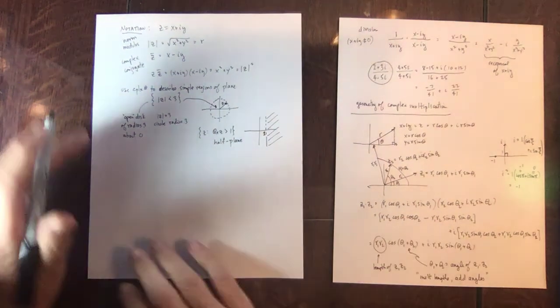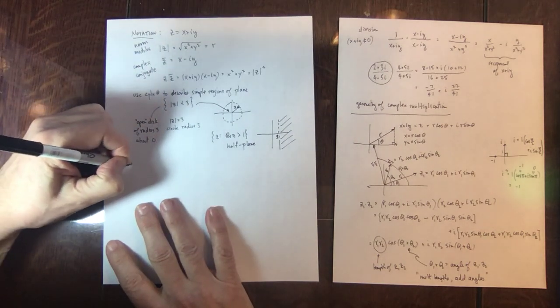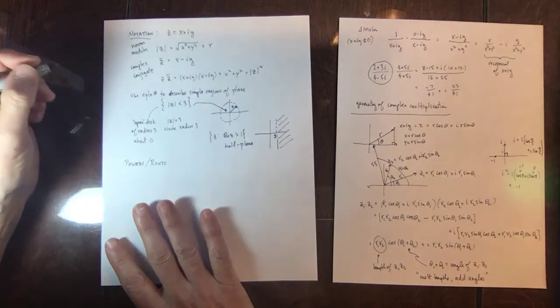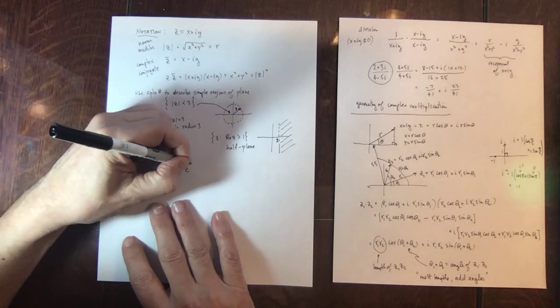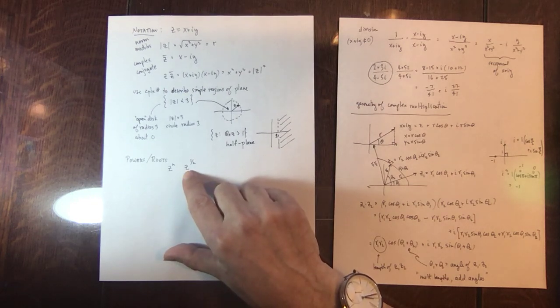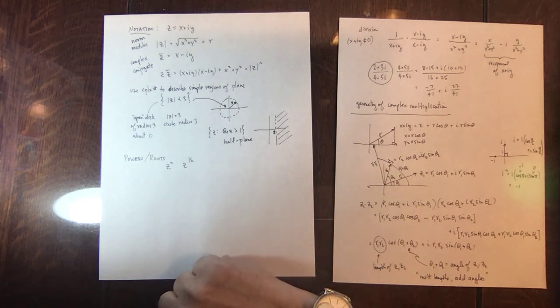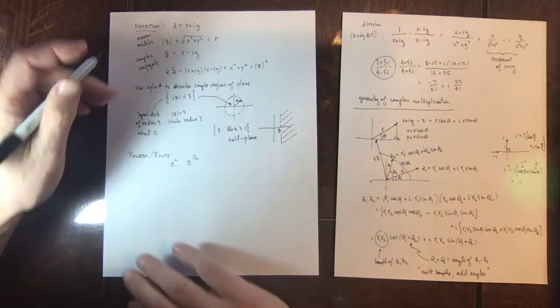And then one final thing we can do at this point is talk about powers and roots. You want to talk about something like z to the n, or z to the 1 over n. This would be like square roots, cube roots, and so on, and this would be powers. To analyze this, it's best to think of the complex number in terms of polar coordinates. So let's do that.